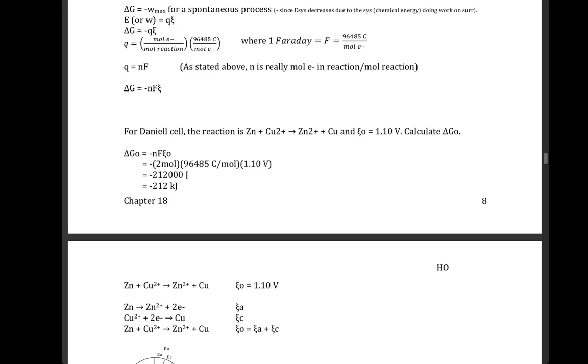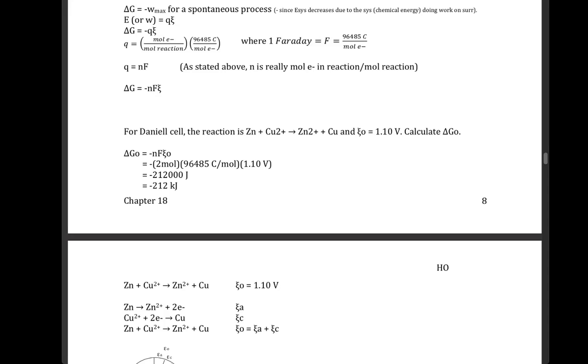Okay, so for the Daniell cell, the reaction is zinc plus copper 2+ yielding zinc 2+ plus copper. If you're given that the potential at standard conditions is 1.10 volts, then you can calculate delta G naught. So delta G naught is minus nF E naught, which is equal to minus 2, because we have 2 moles of electrons transferred from the anode side to the cathode side. So we have 2 moles times the Faraday's constant times the potential.